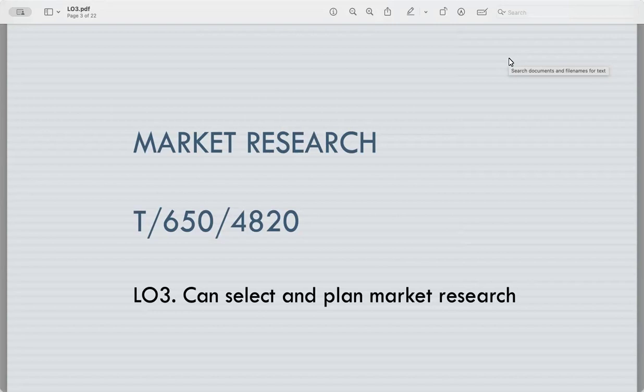Today's topic is how to select and plan effective marketing research, aligning with Learning Outcome 3 of our curriculum. This knowledge is essential for anyone aiming to excel in the competitive fields of business, marketing, and management.